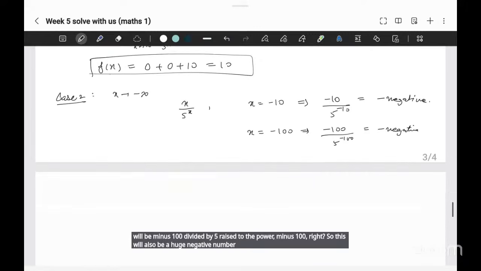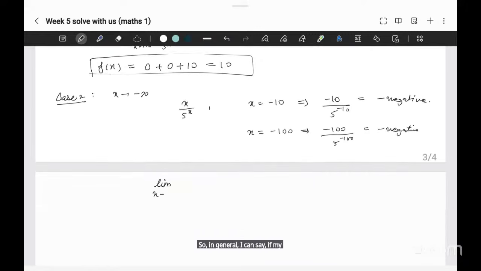So in general, I can say if my x is tending to minus infinity, then this value is actually going to minus infinity, a negative value.